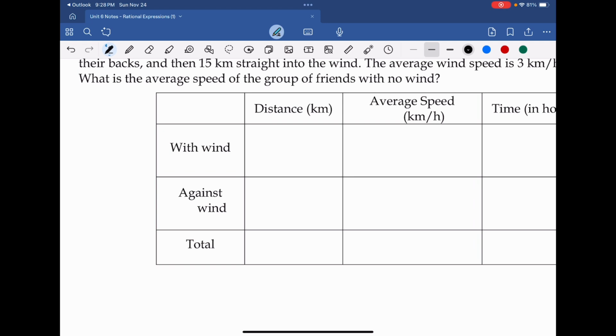Now, here's how we solve this. First and foremost, they told us with the wind, we travel a total of 15 kilometers, and against the wind, we travel 15 kilometers.